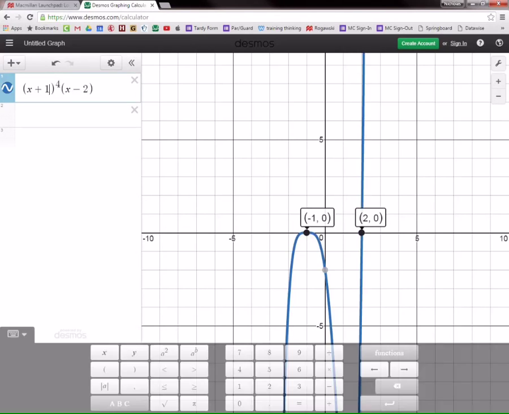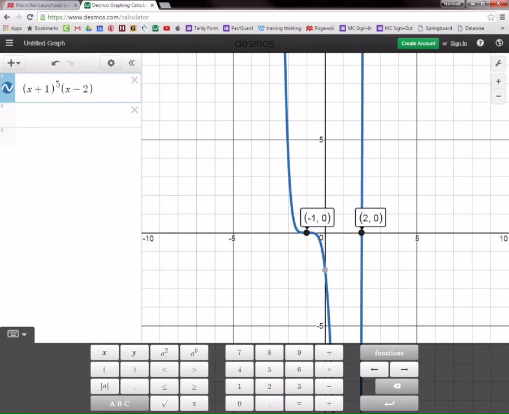Hey, so I have another challenge for you. Can you predict what's going to happen if I put a 5 right here? What if I make it a multiplicity of 5? Tell your neighbor right now. I put the 5. What happened? Now the function is going through the line. Okay, another prediction. Sorry, guys. I have 3 more predictions to ask of you. What if I make this into a 6? What's going to happen? Tell your neighbor.